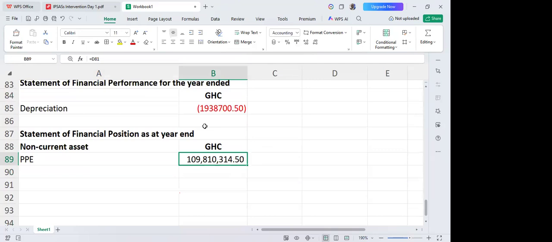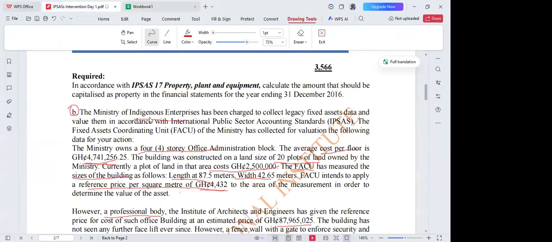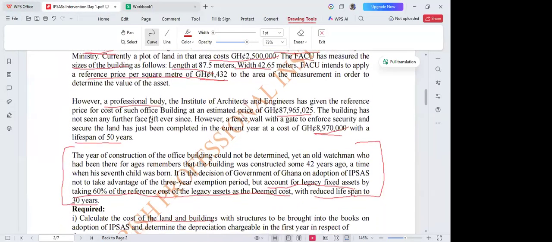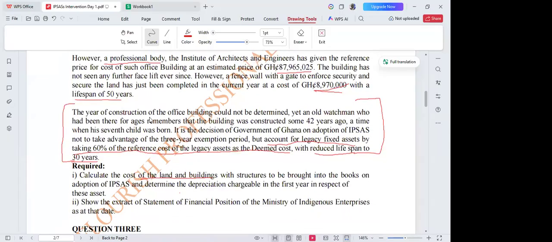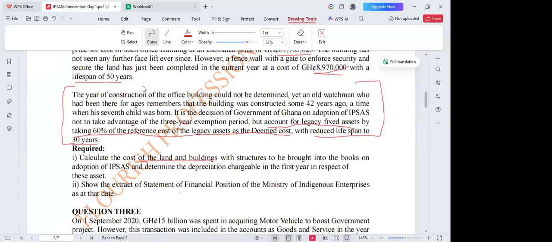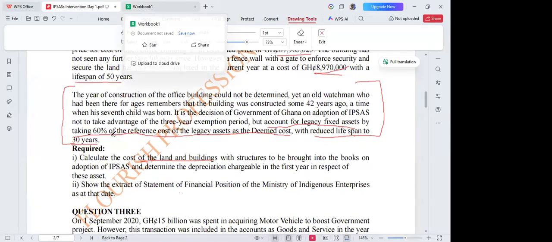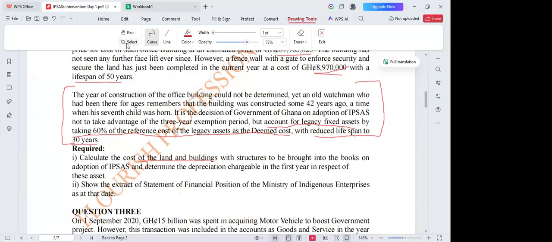Yes, is it BA, your hand is up? Please, was the depreciation charged for the full year? We're not given dates, so how will you know whether it was for half a year or a full year? Whenever you're not given dates, just assume 1 year. Okay.